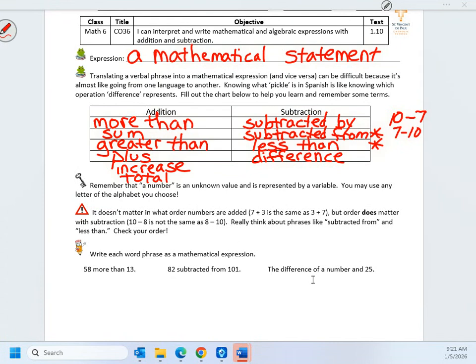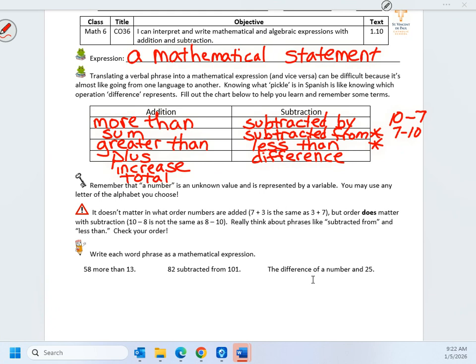Does anybody have any others that they can think of? Okay, these are the 4 that I have listed also. So we have some different terms that mean addition, some different terms that mean subtraction. There may be others that we discover that mean subtraction or addition, and we can add those to our chart as we go.